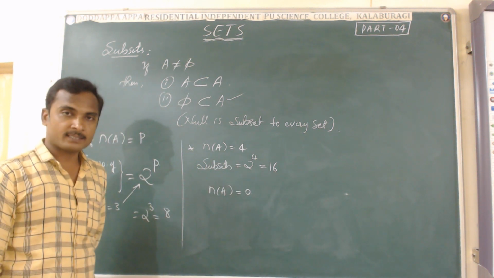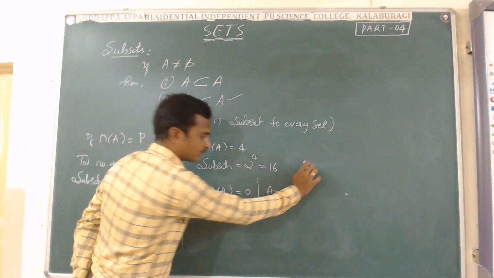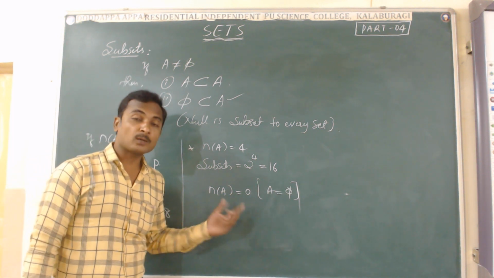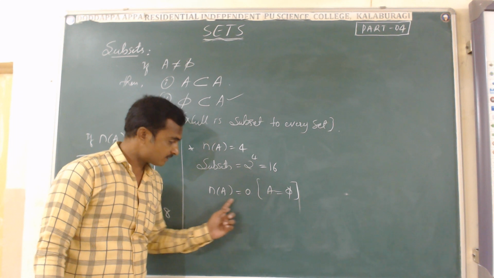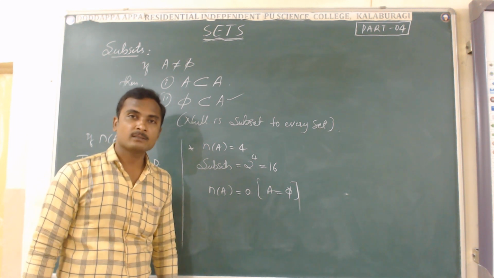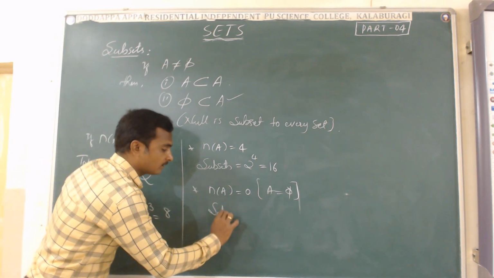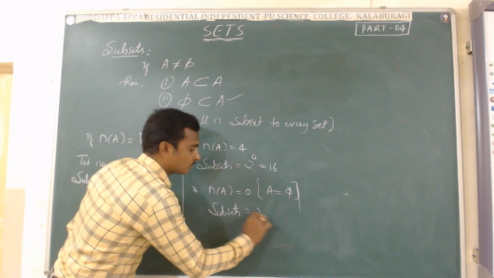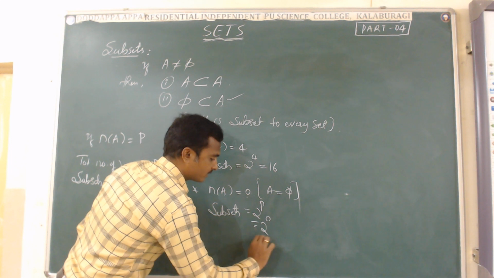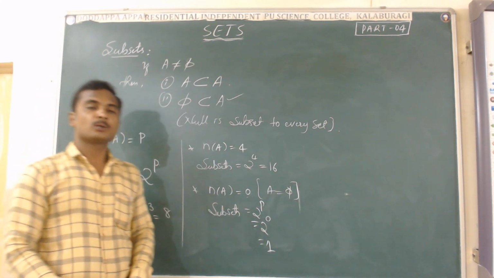it means what? Set A is empty. Right? n(A) equals 0 indicates there are no elements. The number of elements of the set A is 0. It indicates no element is present in the set. Even in this case, the total number of subsets is 2 to the power n, where n stands for 0. 2 power 0 is 1 always.